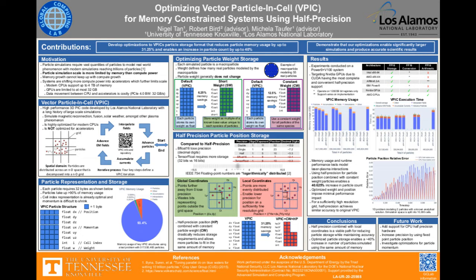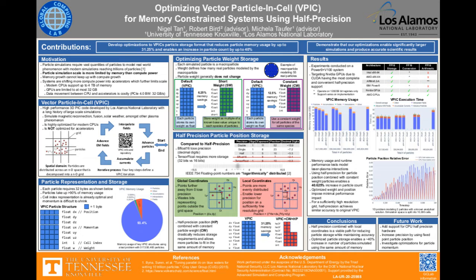VPIC uses a local coordinate system to increase accuracy. Particles store both the cell they reside in and their coordinates within the cell. This allows us to improve overall accuracy by adjusting the cell grid dimensions. We extend this by replacing the single precision particle coordinates with half precision and using a sufficiently high resolution cell grid to make up for the loss in accuracy.